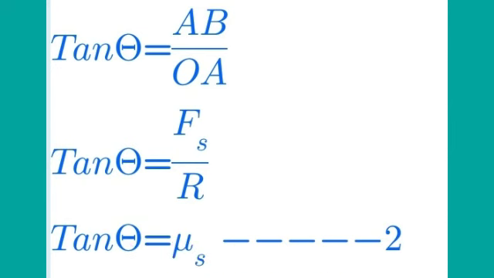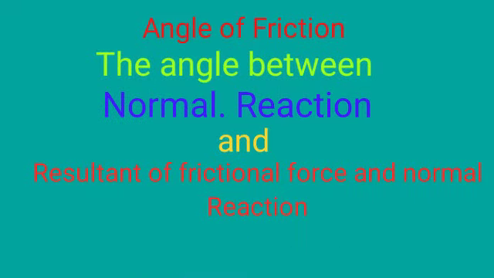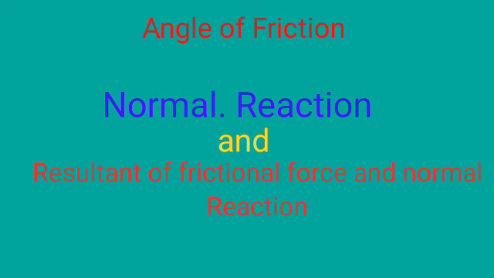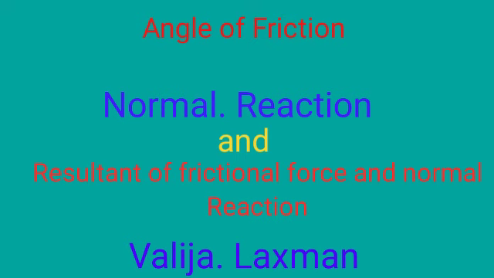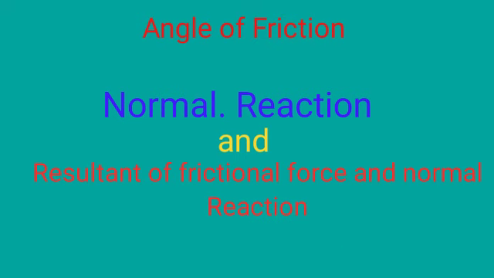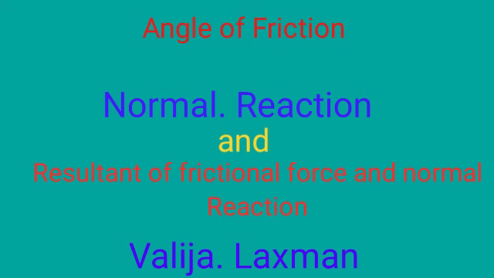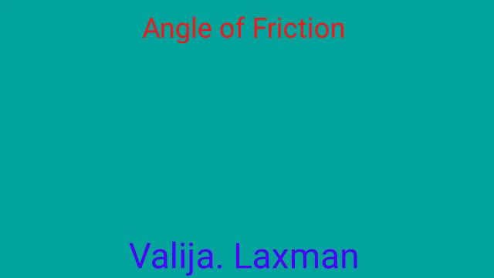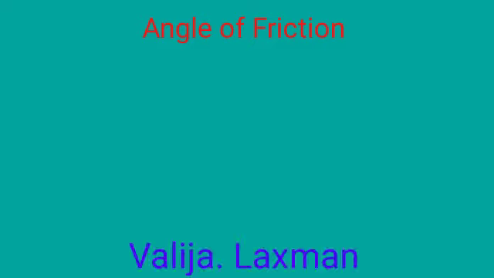Now coming to the definition of angle of friction. If you observe the diagram, this is the angle between the normal reaction and the resultant of the frictional force and normal reaction. So this angle we call the angle of friction. So the definition: the angle between the normal reaction and the resultant of frictional force and normal reaction is called the angle of friction. So this is the information regarding the angle of repose and angle of friction.